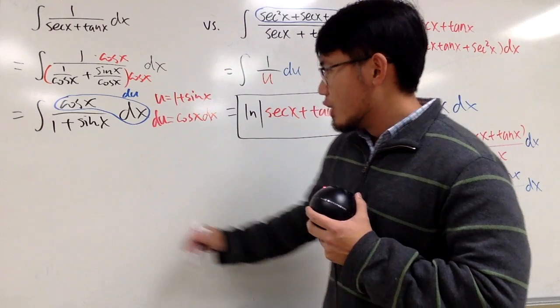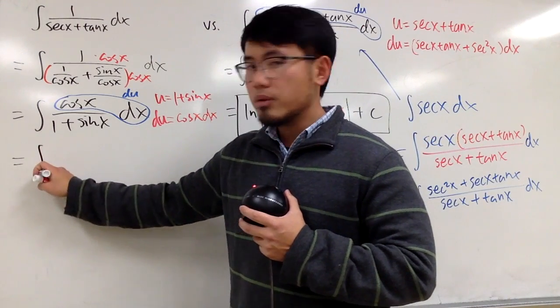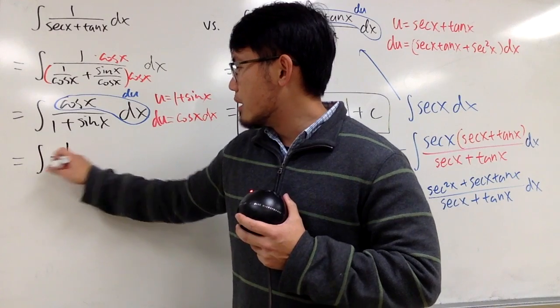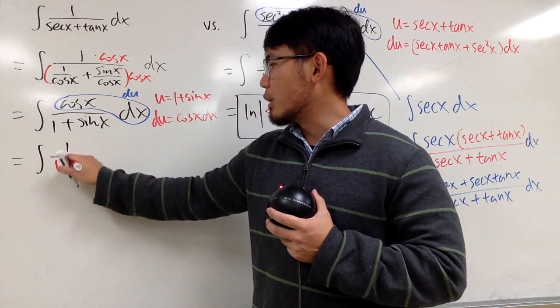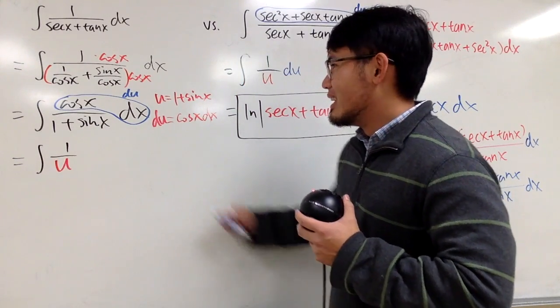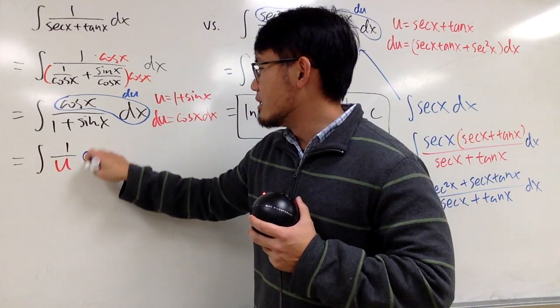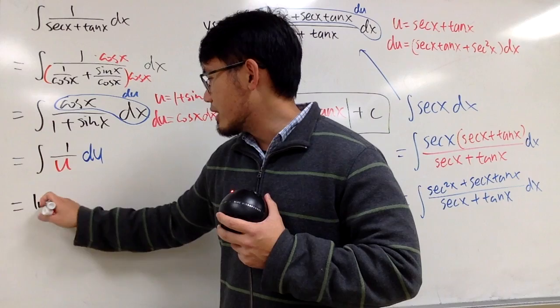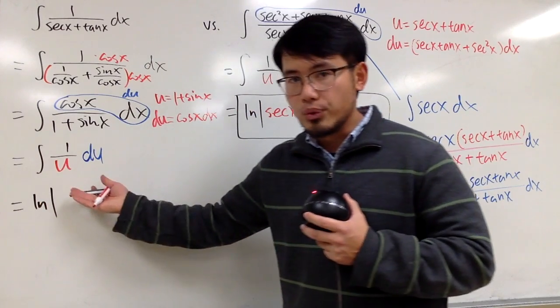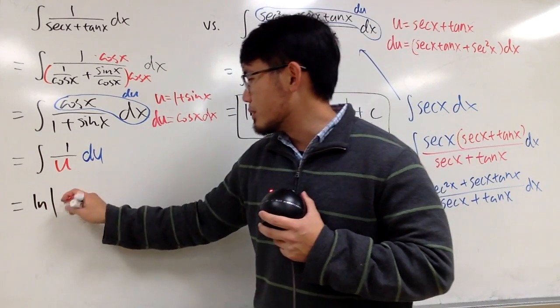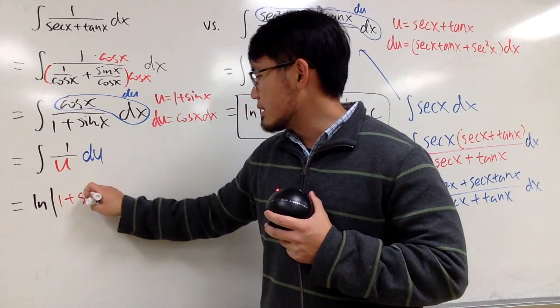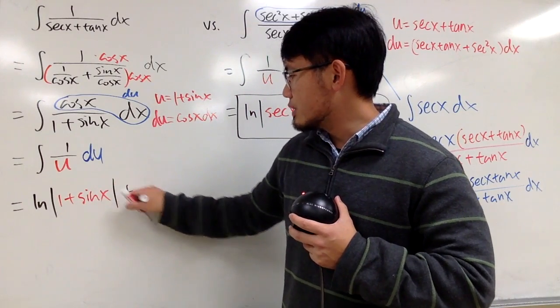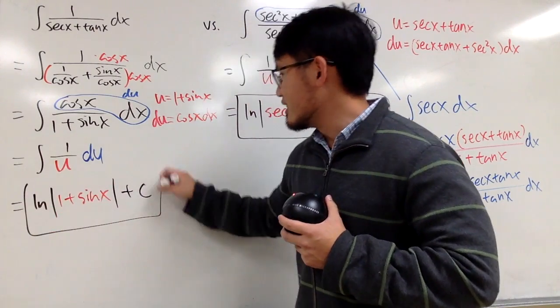So again, we end up with the integral. Let me put a 1 on the top, and the bottom is precisely our u, and all that is the du. So in this case, we also have the natural log absolute value of u, and we know u is this, so we can just put it down right away. 1 plus sine x. And with that, we are done.